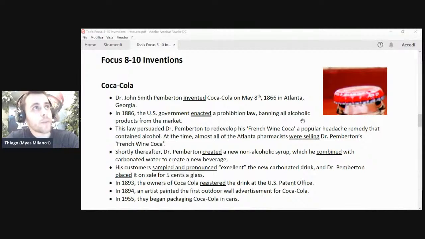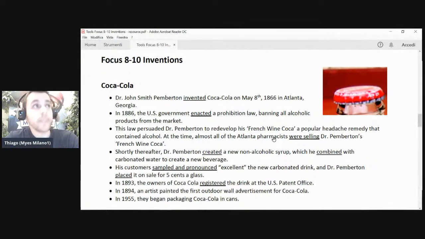This law persuaded Dr. Pemberton to redevelop his French wine cola, a popular headache remedy that contained alcohol. At the time, almost all of the Atlanta's pharmacists were selling Dr. Pemberton's French wine cola. So I would say, at the time, Dr. Pemberton's French wine cola was being sold by most Atlanta pharmacists. Shortly thereafter, Dr. Pemberton created a new non-alcoholic syrup, which he combined with carbonated water to create a new beverage. So shortly thereafter, a new non-alcoholic syrup was created, which was combined with carbonated water to create a new beverage.